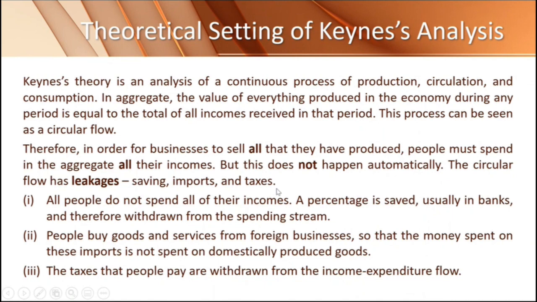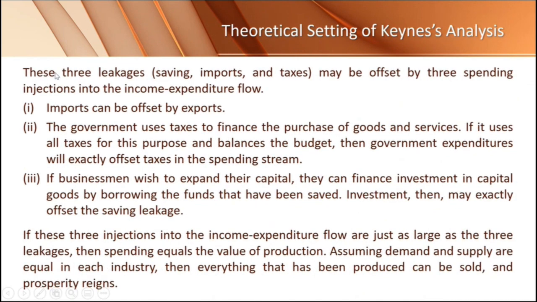These three leakages, saving, import, and tax, may be offset by three spending injections. That's why you have the leakage and injection model in the income expenditure. And if the leakage and injection are at the same amount, then you also have balance. You also equal back. So equilibrium is when the total leakage equals total injection. Okay. Import can be offset by export.